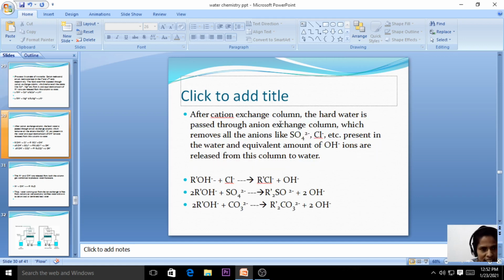After the cation exchange column, the water is passing through the anion exchange column. Now the anion exchange column has the OH minus ions. These OH minus ions are replaced by sulfate ions, chloride ions and the nitrate ions in the water sample. See here, this is anion exchange resin, ROH minus. It is treating the water sample which has the anions. These anions are replacing the OH minus and releasing free OH minus in the water sample.